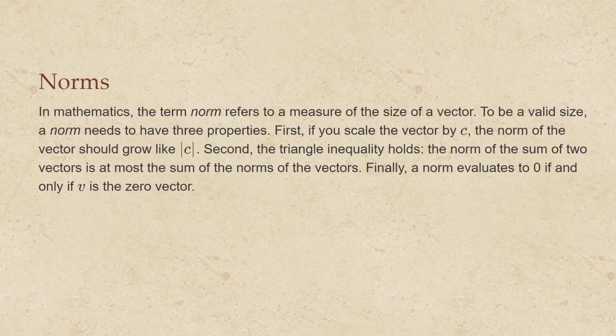In mathematics, the term norm refers to the measure of the size of a vector. To be a valid size, a norm needs to have 3 properties. First, if you scale the vector by c, the norm of the vector should scale like absolute value of c. Second, the triangle inequality holds. The norm of the sum of 2 vectors is at most the sum of the norms of the vectors. Finally, a norm evaluates to 0 if and only if the vector is the 0 vector.